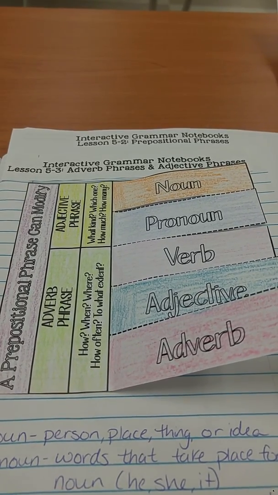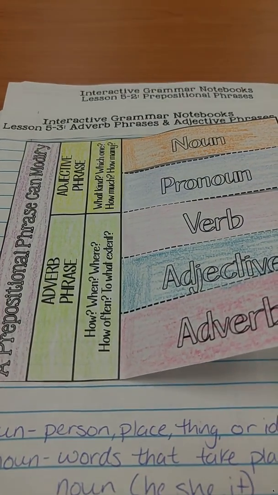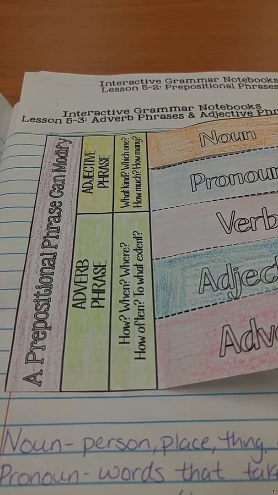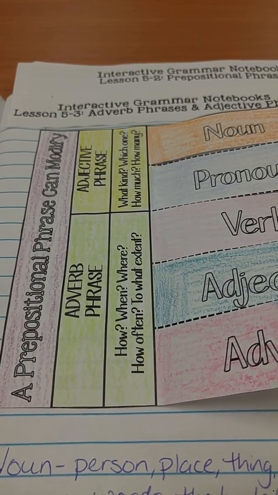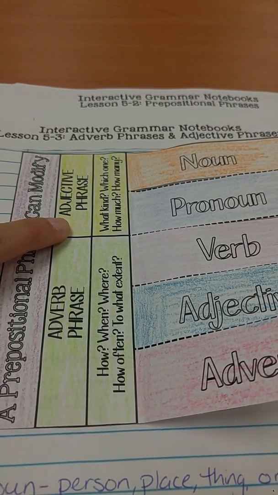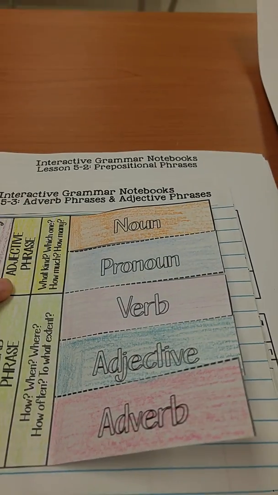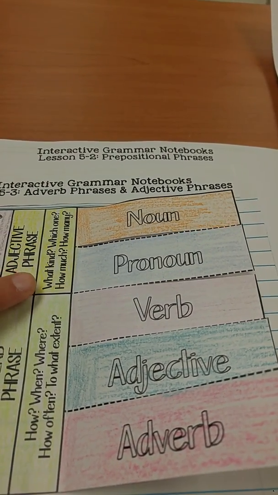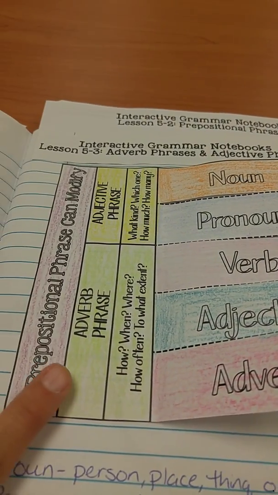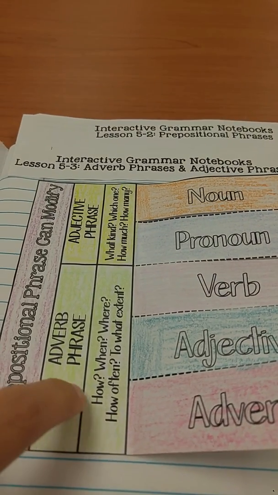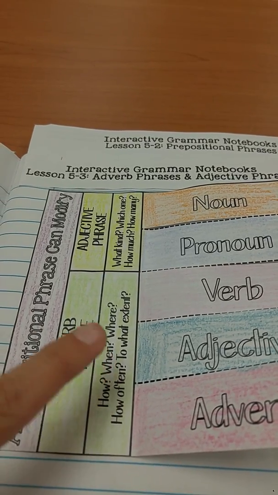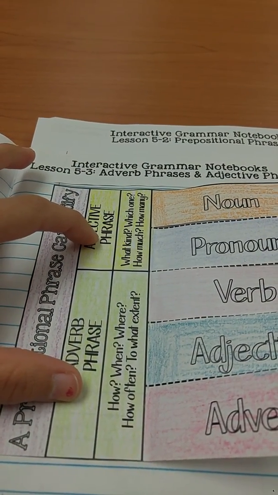Morning class. Today we're going to do the last section in lessons in Unit 5, and it is on how a prepositional phrase can modify either an adjective phrase or an adverb phrase. So if we see an adjective phrase, remember adjectives are describing words that describe nouns. So they might say what kind, which one, how much, or how many. And then an adverb describes a verb. So it can say how, when, where, how often, to what extent. So we're going to look at these two different types of phrases.